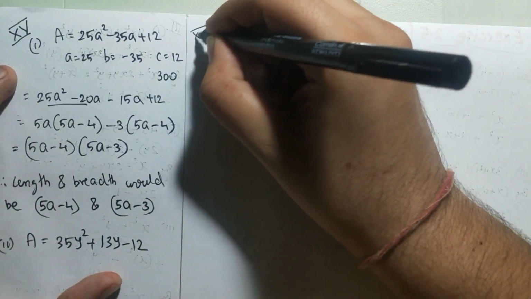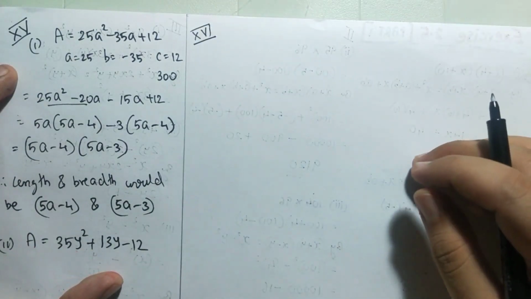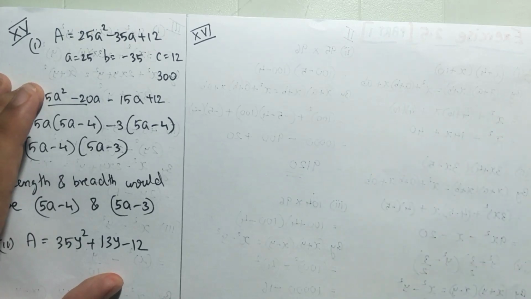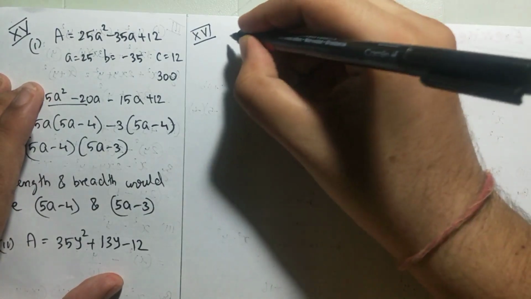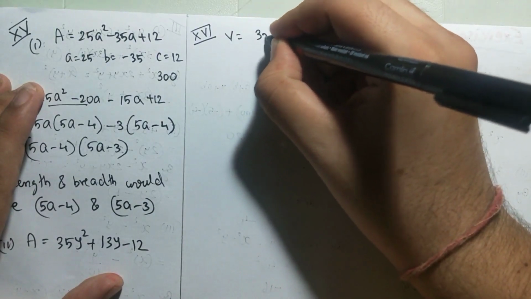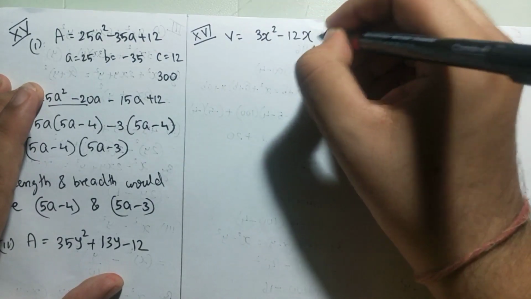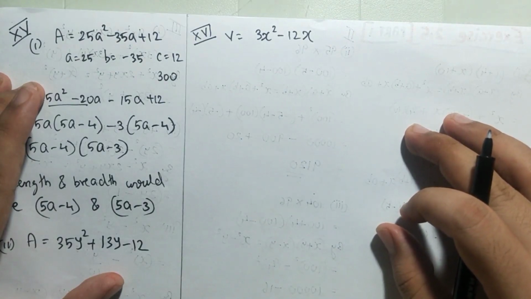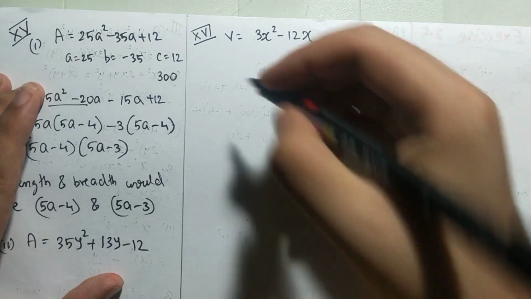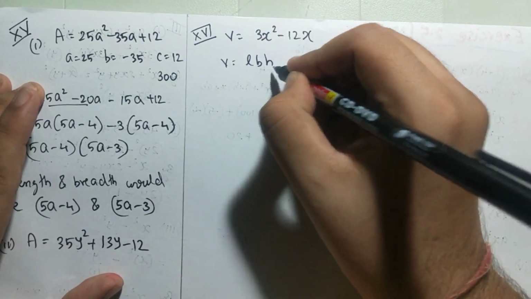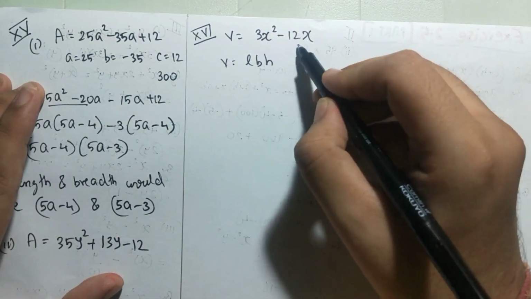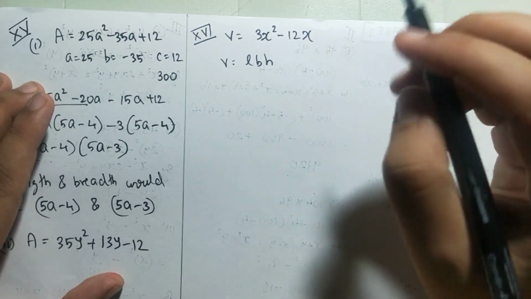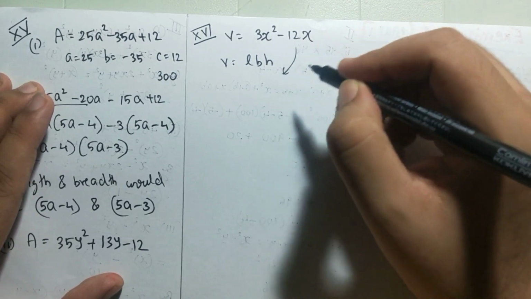16th sum. In the 16th sum, now volume is given to you and you have to find L, B and H. Volume is given to us as 3x square minus 12x. We know that volume is length multiplied by breadth multiplied by height, LBH. So three terms should come from this, one would be L, one would be B, one would be H. As you can see, there are two terms only here.